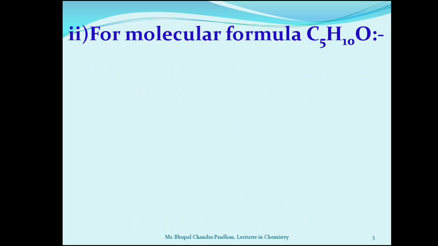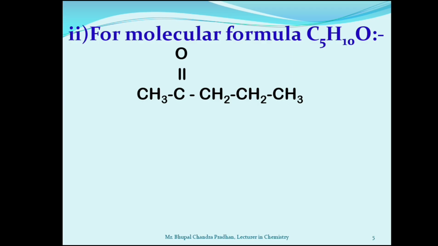Let us consider another example. Let us consider the molecular formula C5H10O. It can be represented as follows: CH3COCH2CH2CH3. It is a ketone and the carbonyl carbon is present at the second position. So it contains 5 carbon atoms, so pentan-2-one is its IUPAC name.